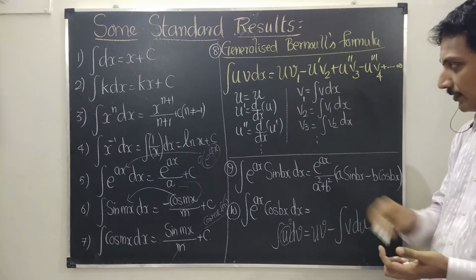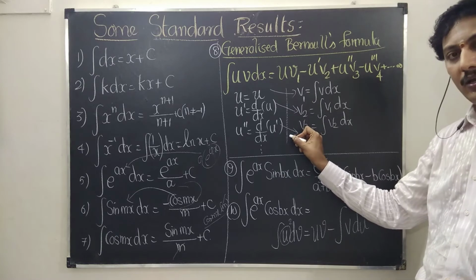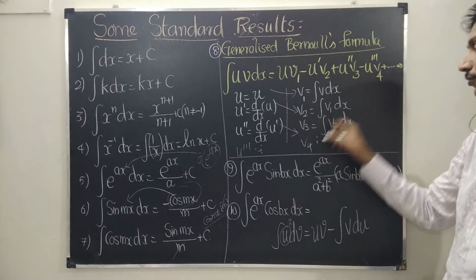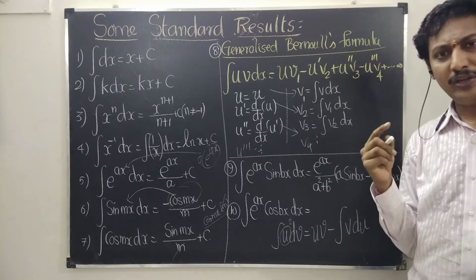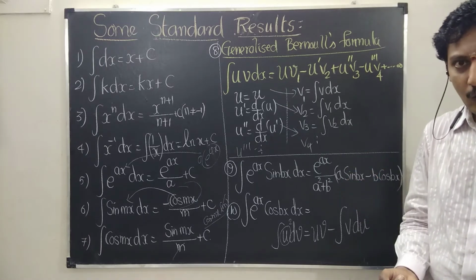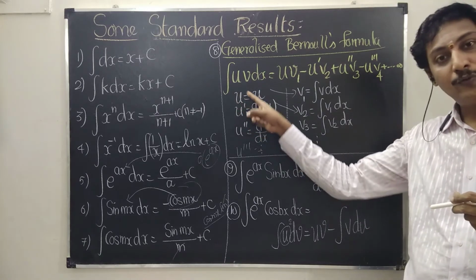Let us see that. u into v1 minus u dash into v2 plus u double dash into v3. What's the next term? u triple dash into v4. So it is going on until infinity. Then when does it become n? It becomes n only depending on the degree of u.